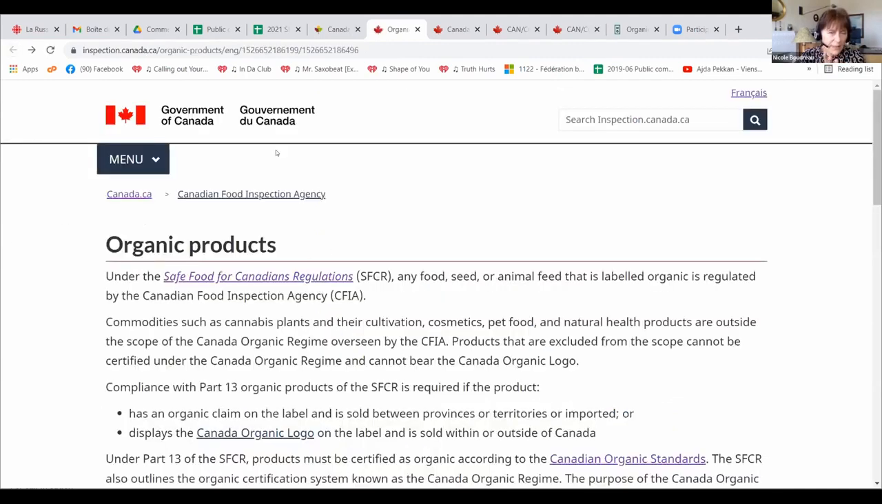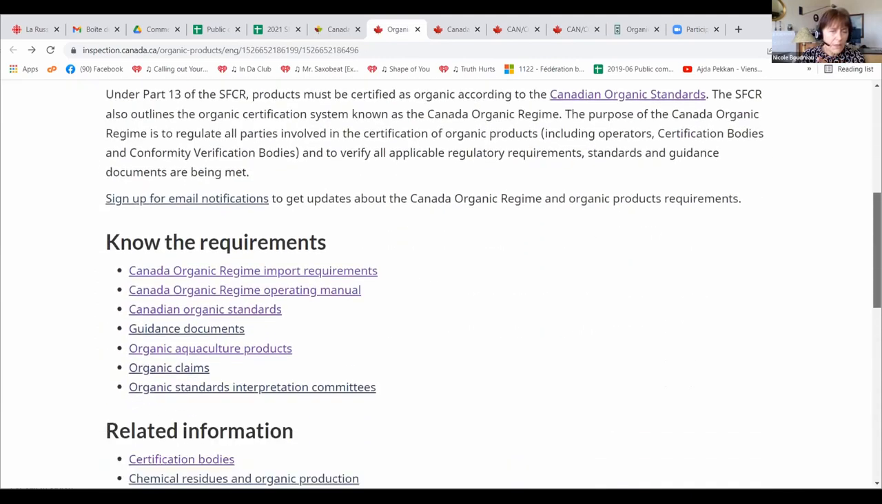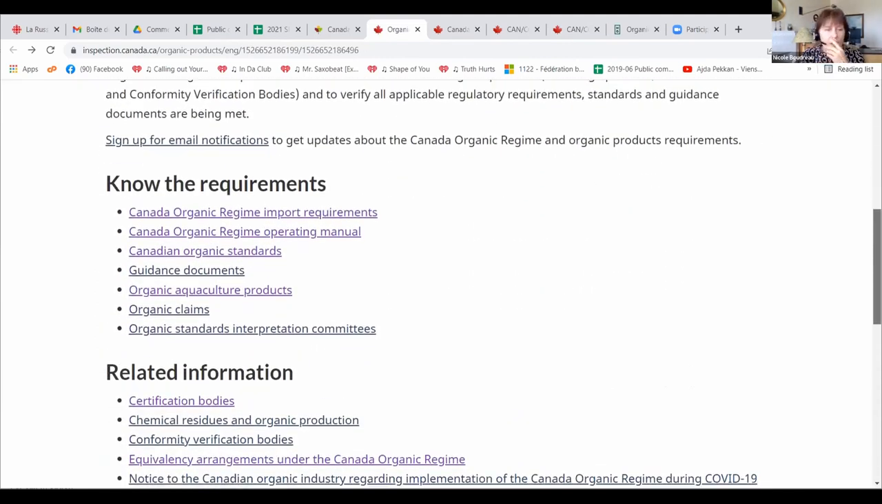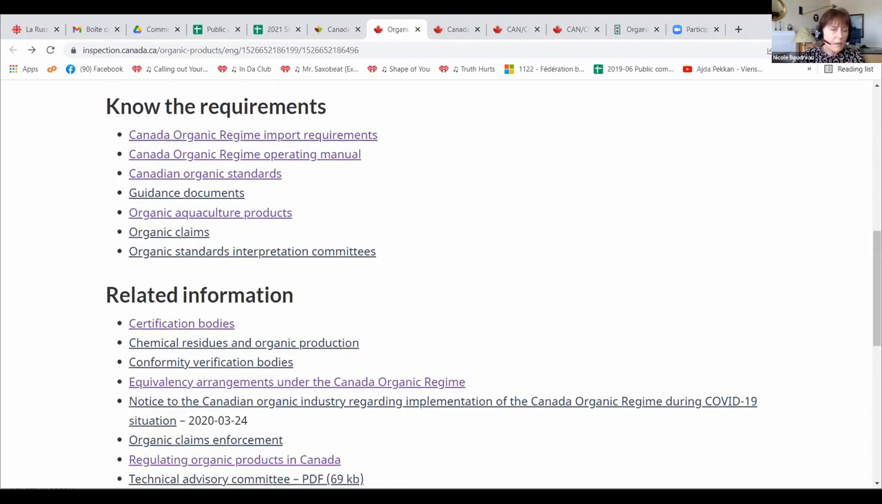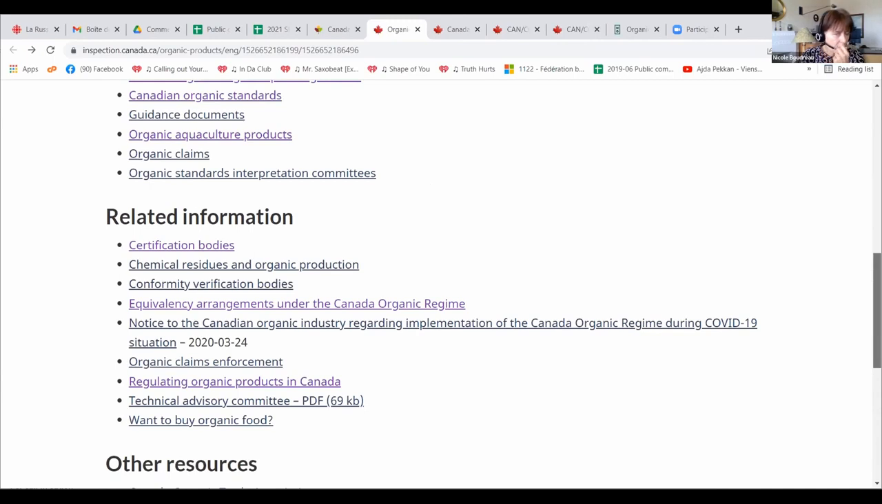This is where you can find the Safe Food regulation. Now, if we scroll down on this website, you will find much information about the Canada Organic Regime. I think what you need to know if you would like to become certified is, if a guy comes to your door in a red Cadillac wanting to sell you an organic certificate, don't buy it. It's more complicated than that.